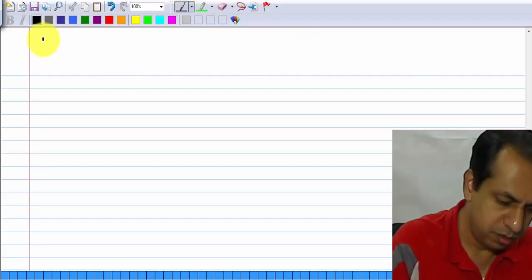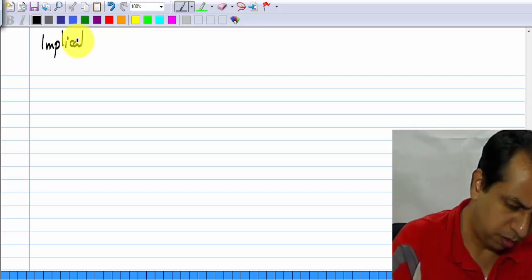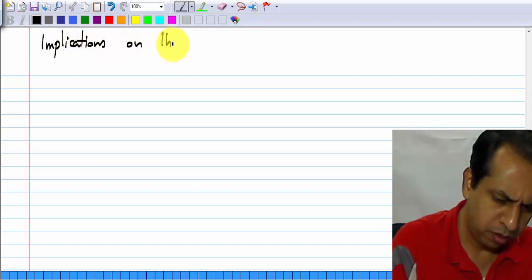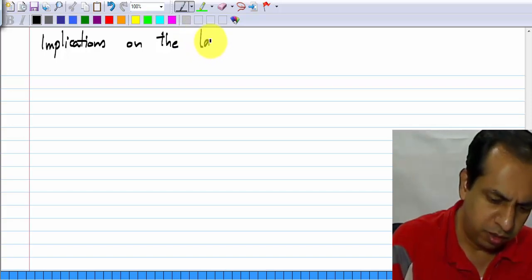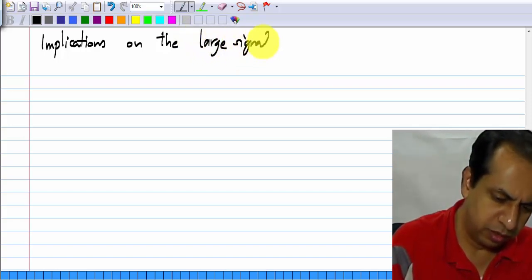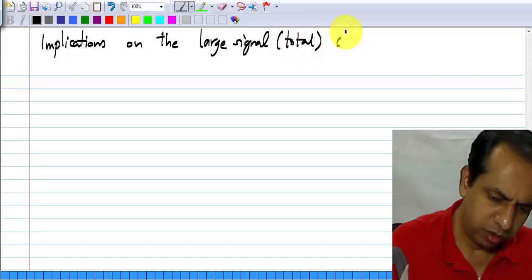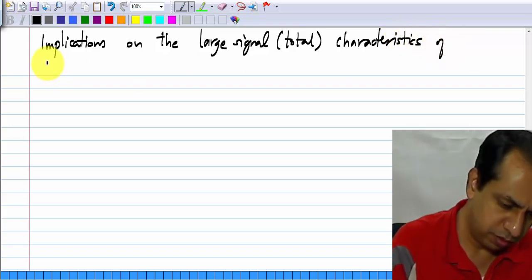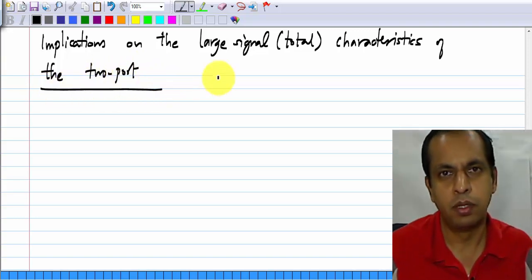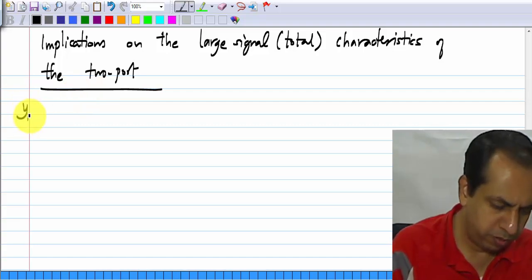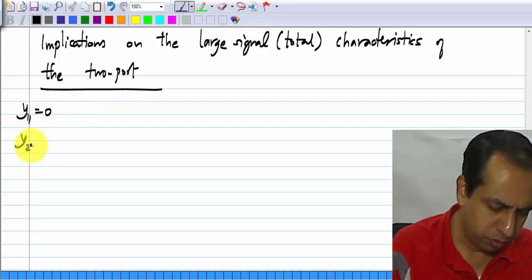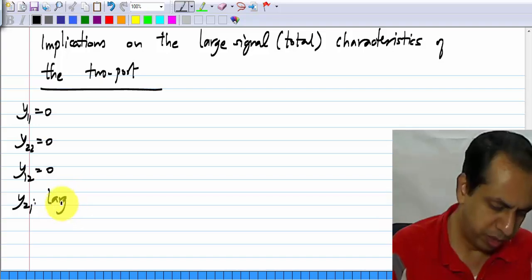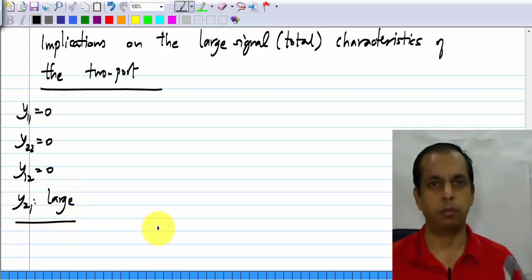Now let's see what the implications are on the large signal, that is, total characteristics of the two port. Okay. What do we have now? We have y11 equals 0, y22 equals 0, y12 equals 0, and y21 should be as large as possible. Y21 should be large.